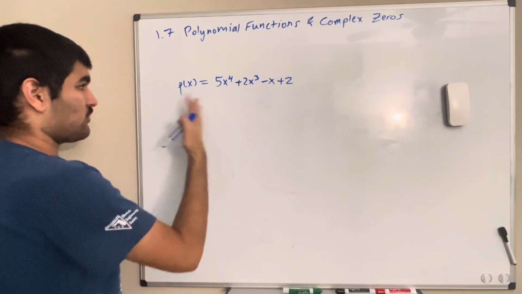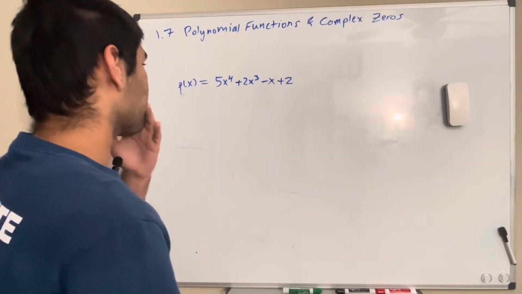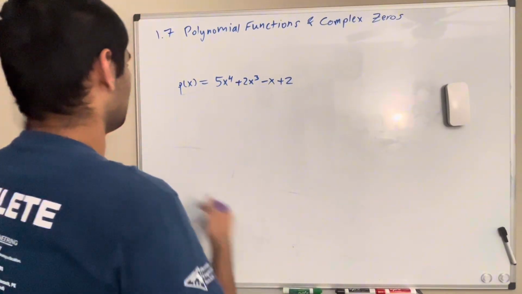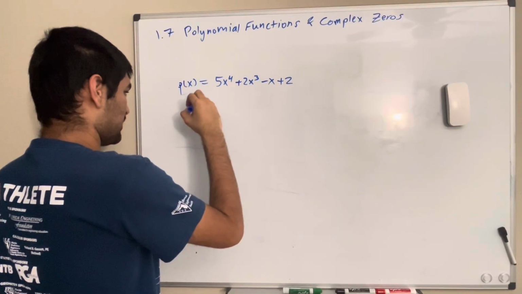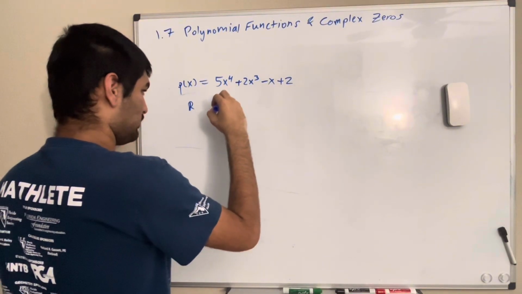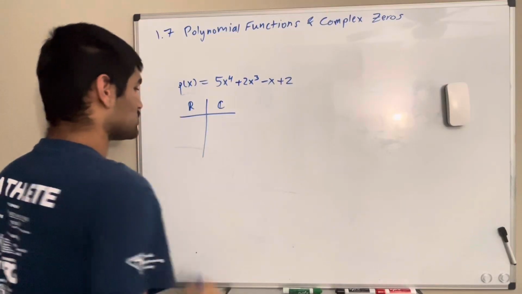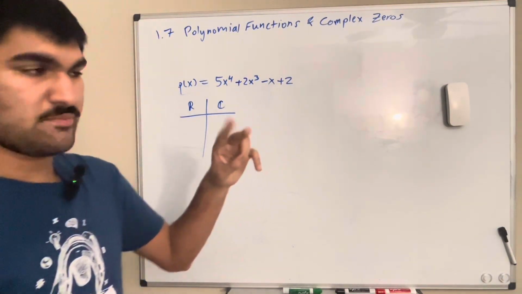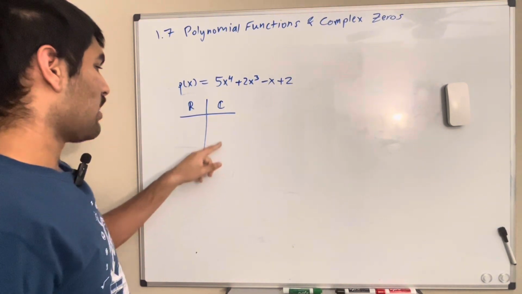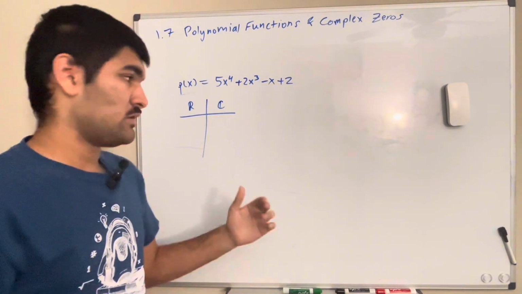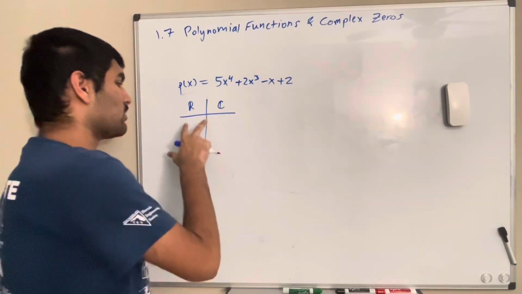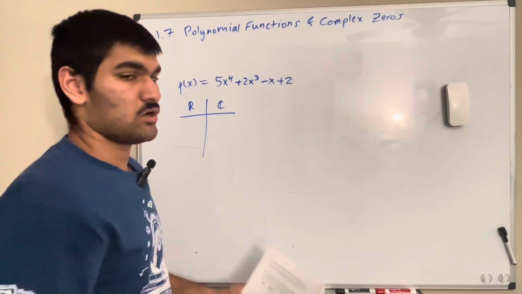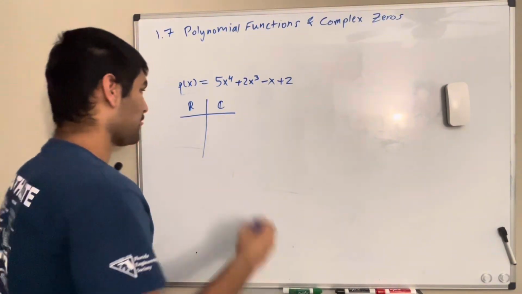So first, you just want to see how many possible real and or complex zeros this polynomial has. So we'll split this up into real numbers and complex numbers. A neat trick is we know that complex numbers have to come in conjugate pairs, so the number of complex zeros has to be even. And the total number of zeros has to add up to the degree, because an nth degree polynomial has n zeros. That's the fundamental theorem of algebra.